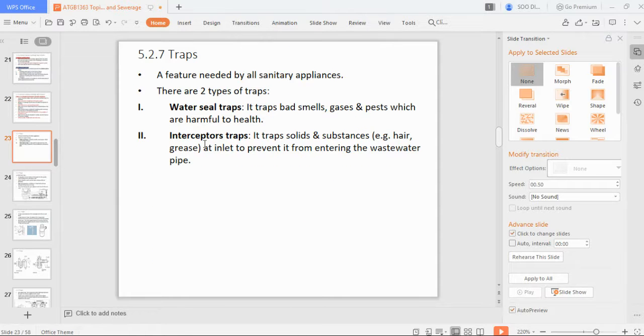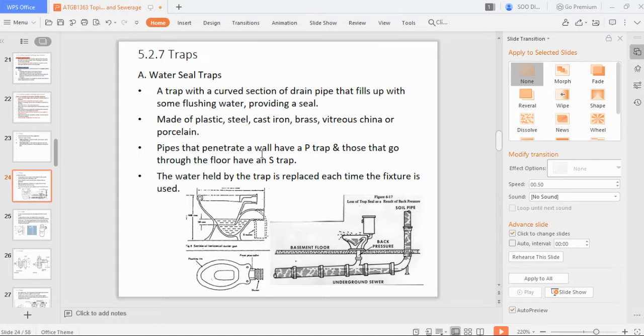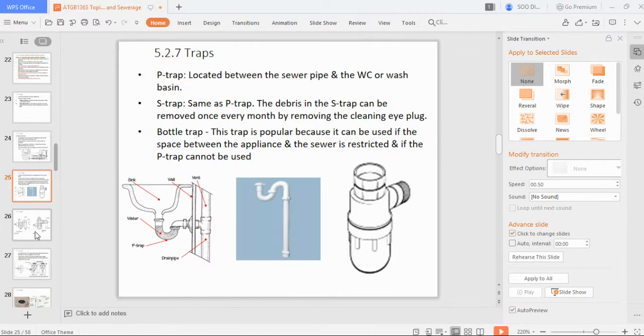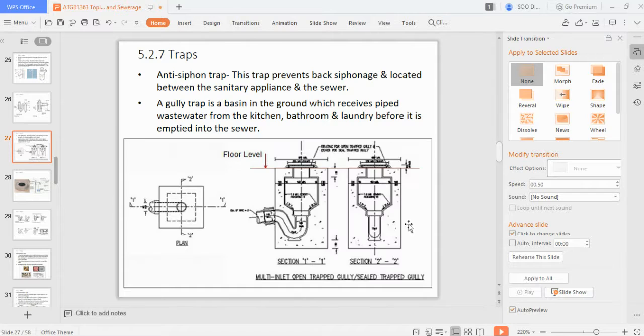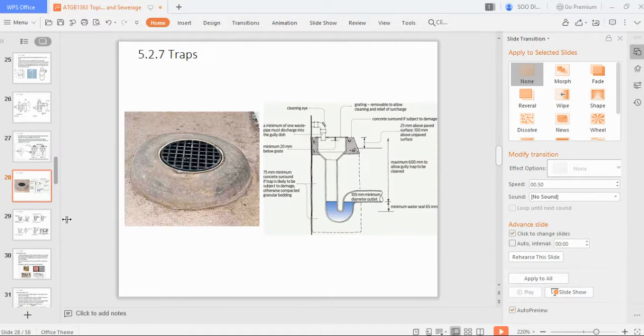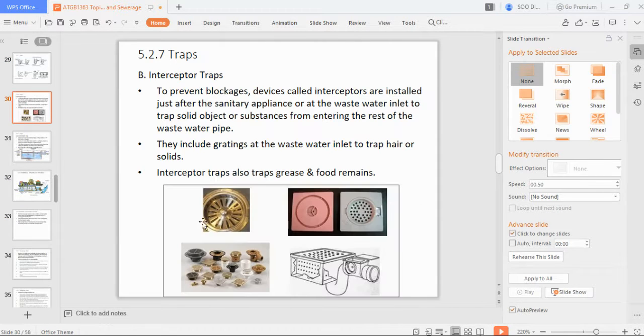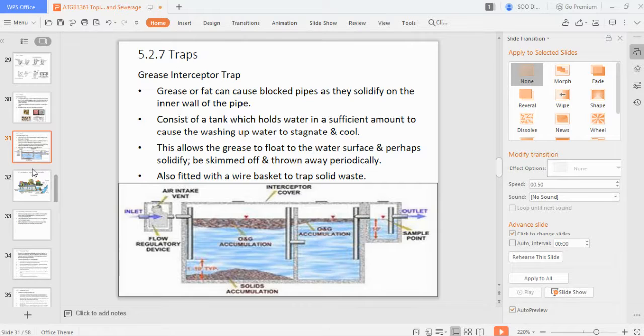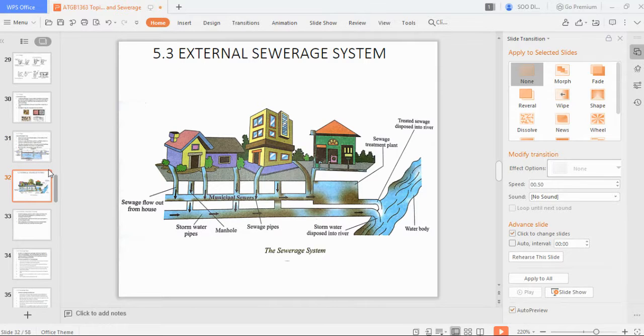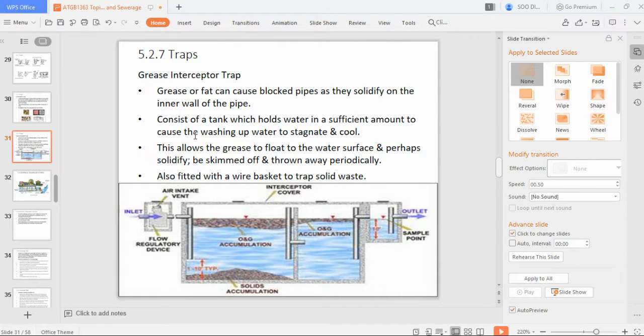You have your sanitary appliances, and you also need to have this to ensure that they are functioning properly. Basically there is a lot of information that you can extract from your lecture slides to put into your assignment. This is all the different types of traps. And that's it for the internal part of your building.